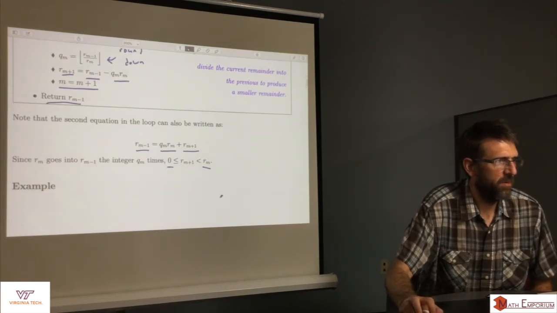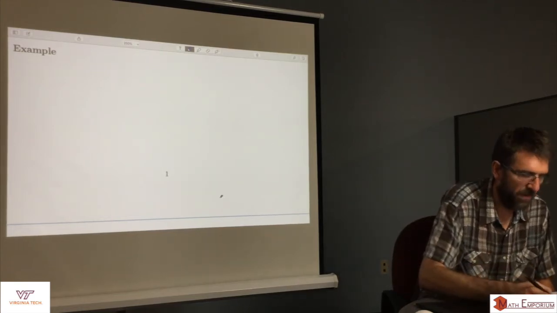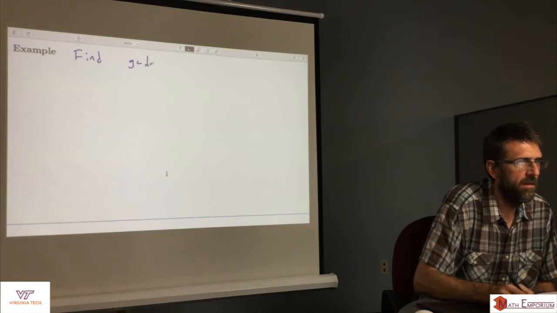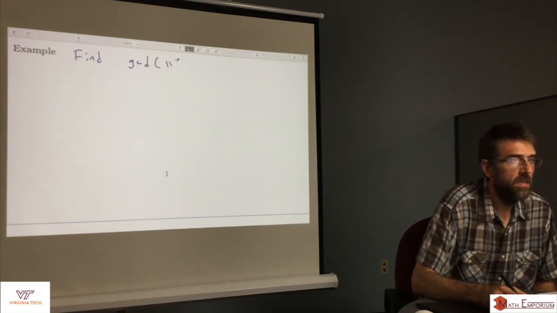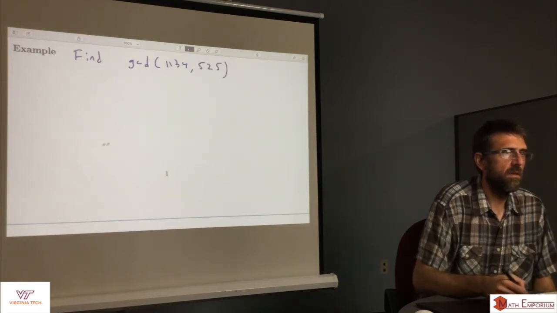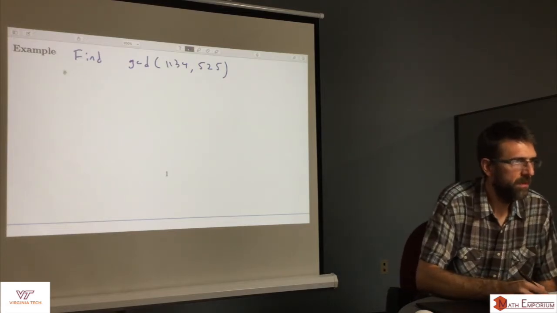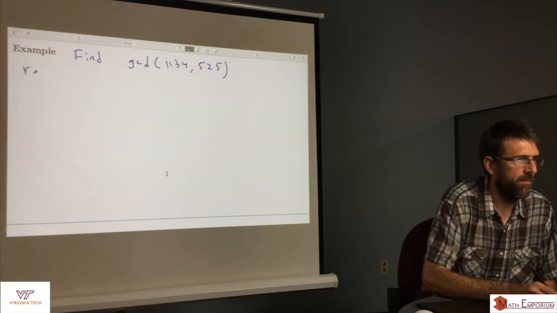All right, so let's work out a little example of this. In my example, I'm going to find the GCD of 1134 and 525. So 1134 then is my r naught, or my a.